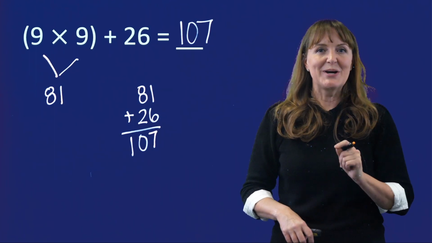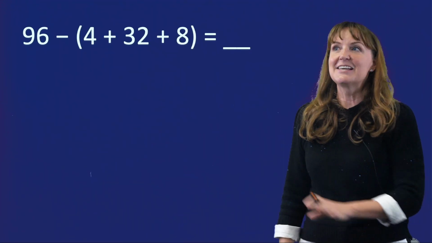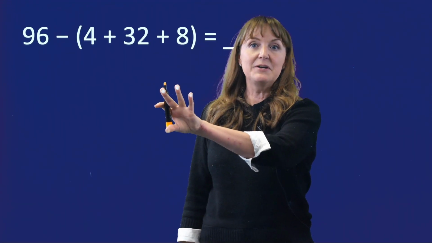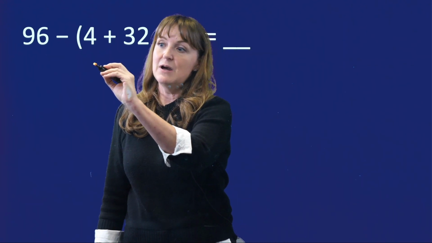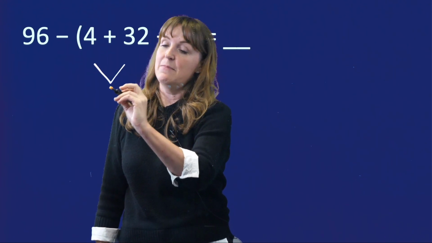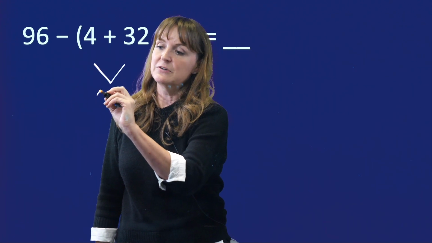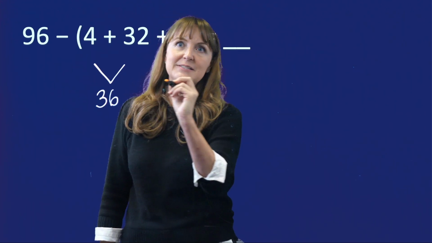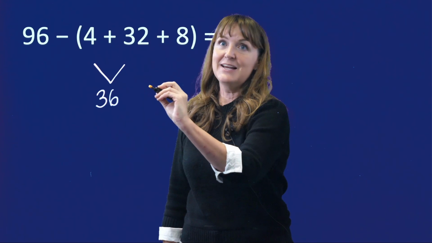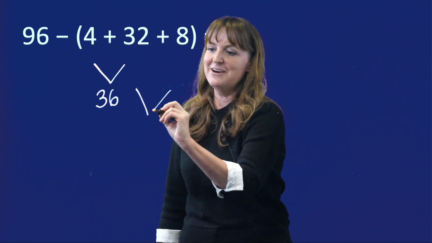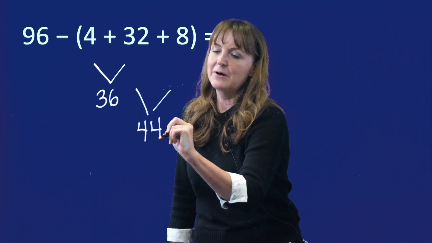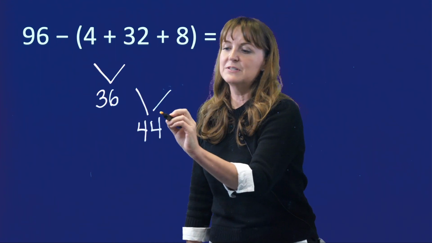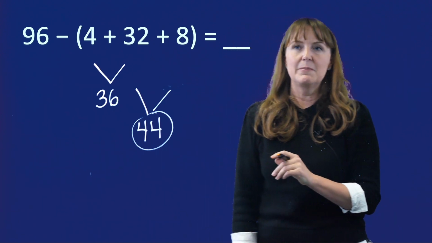We have one more example. All right, look at this. This time in parentheses, I have 3 numbers, and here I'm going to add those first. So I can do this in a number of different ways, but first maybe I think about what happens when I have 4 plus 32. That's 36. And then maybe I add that to 8. I'll kind of draw that here, all right? And 36 plus 8 would be 44. All right, so I figured out what's in parentheses. I may even want to circle it there so I remember that.